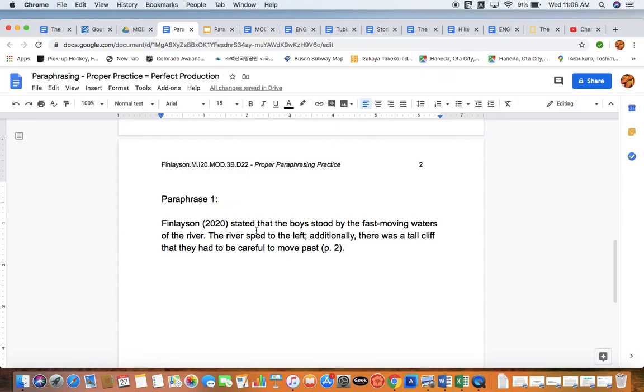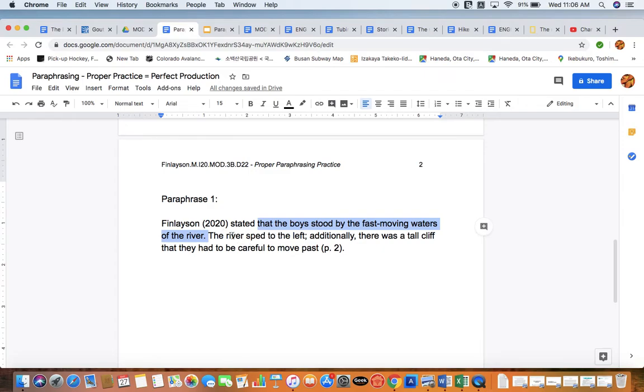So you'll notice that it took me a little bit of time there. I had to stop, I had to think, right? And I didn't want to write a compound sentence. So instead, I wrote a simple sentence in the first one in the form of a that clause that comes after the signal verb, stated that the boys stood by the fast moving waters of the river. That kind of captures that first idea.